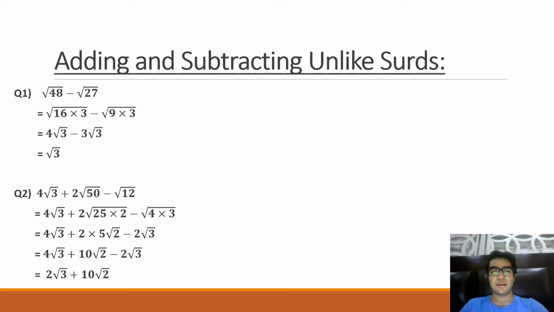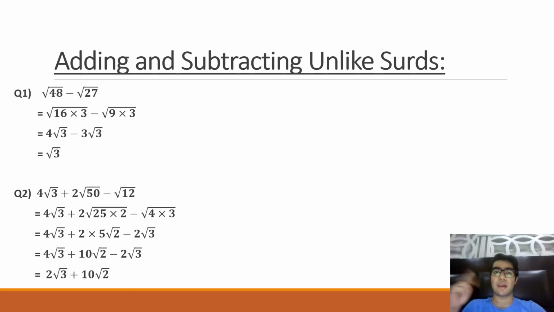And we minus, and root 27 can also be simplified. We need to find two numbers we multiply together to give 27, and one of them should be the biggest square number. So the biggest square number possible. Okay, so root 27 can be simplified into 9 times 3, and then we simplify it.